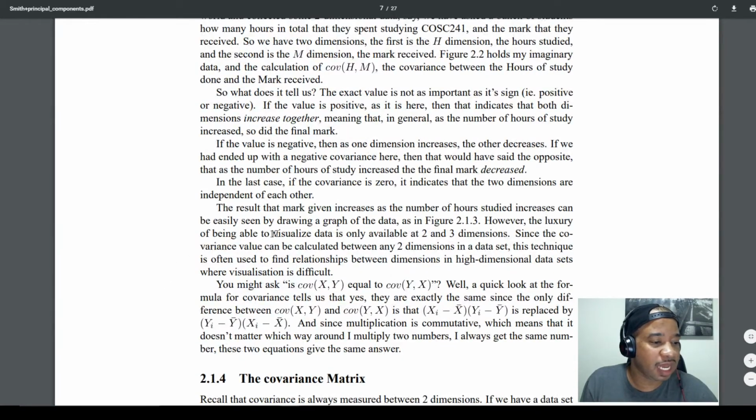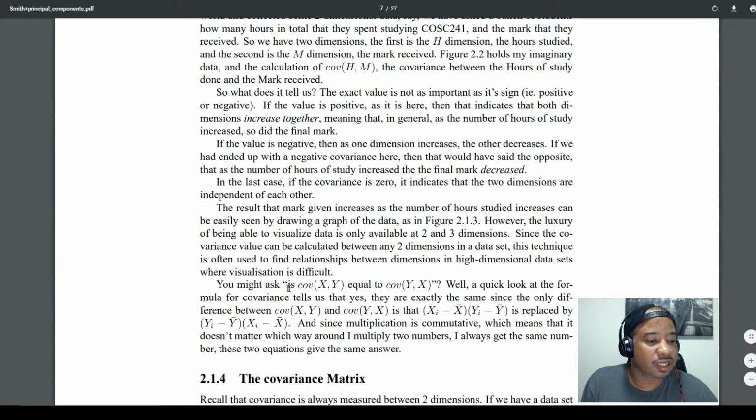However, the luxury of being able to visualize data is only available at 2 and 3 dimensions, so the covariance value can be calculated between any two dimensions in a dataset. This technique is often used to find relationships between dimensions in higher dimensional datasets where visualization is difficult.